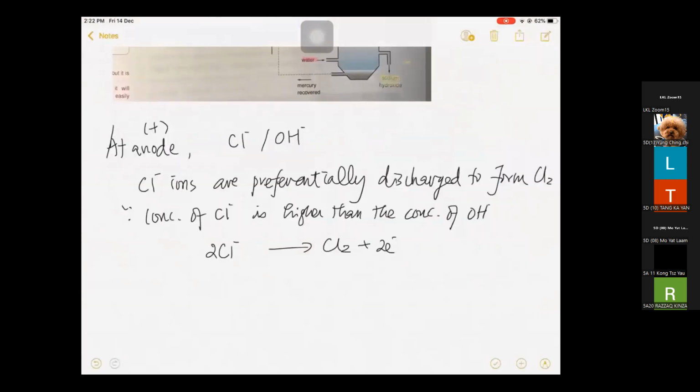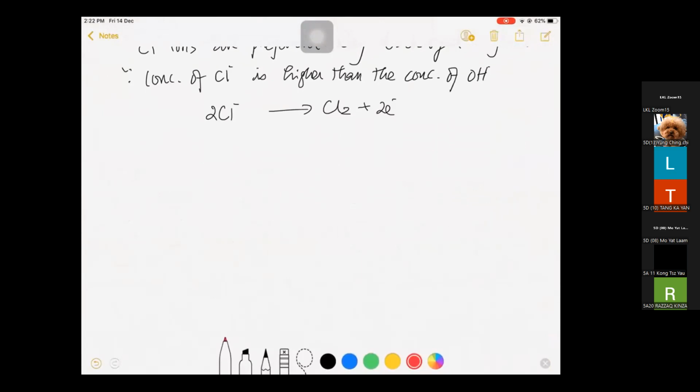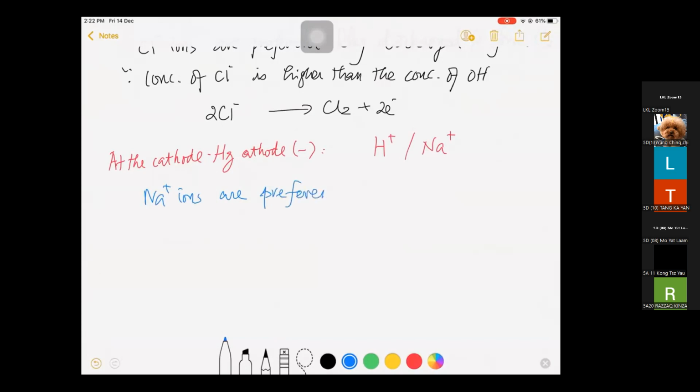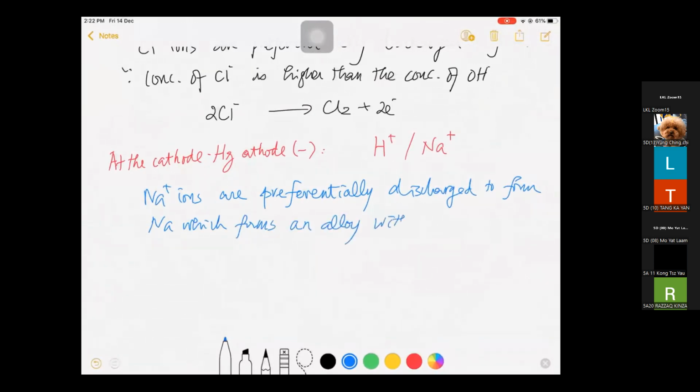Now, how about at the cathode? At the cathode, remember, it is a mercury cathode. Now, the cathode in an electrolytic cell is the negative electrode. It attracts hydrogen ion and positive sodium ion. Now, something special. Sodium ions are preferentially discharged instead of hydrogen ion because of the mercury. Sodium ions are discharged to form sodium, which forms an alloy with mercury.